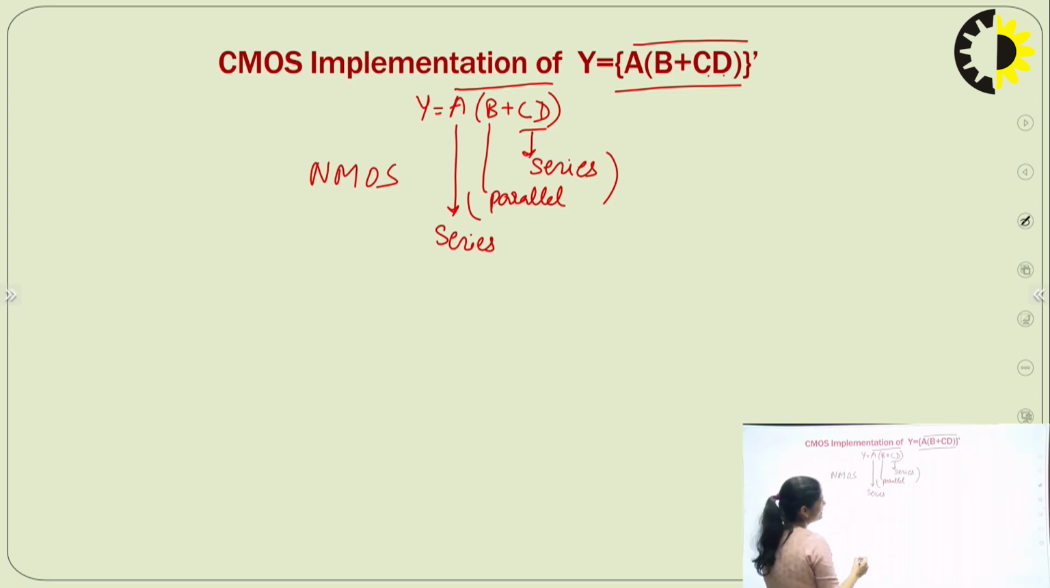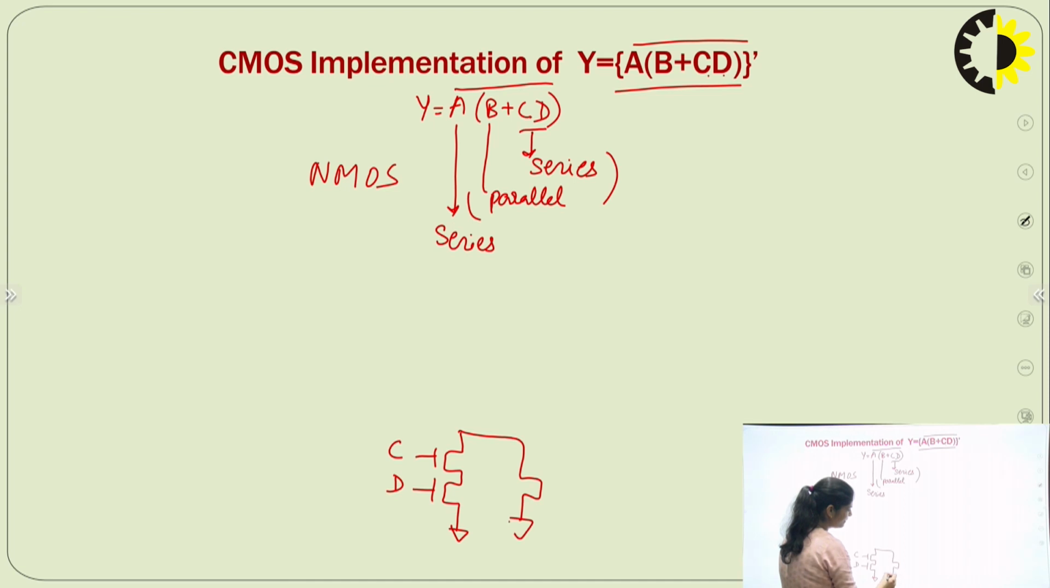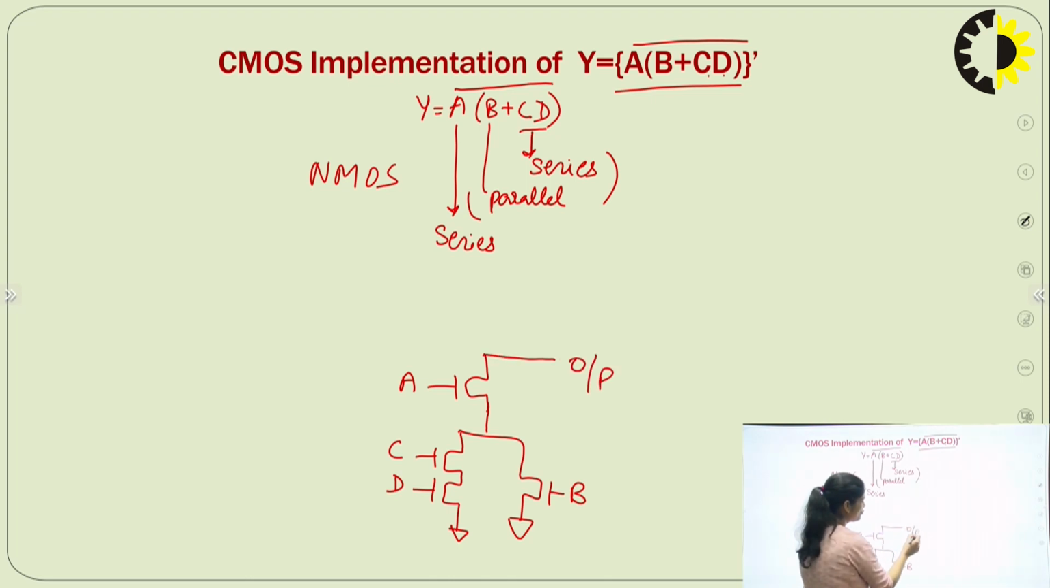So, how you can implement it? C and D are in series. This is C, this is D, are in series. B is in parallel. So, this one is in parallel. Now, C and D are in series. B is in parallel with C and D. Now, A is in series with this whole circuit. So, A is in series with this whole circuit. So, this is your pull down network. Now, here we can connect output. So, this is pull down network.